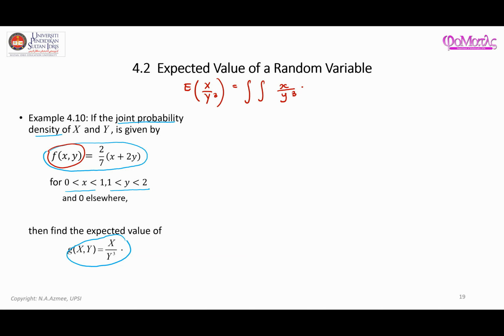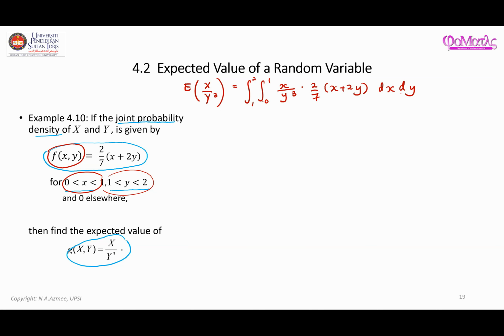So f(x, y) in this case is 2 over 7 times (x plus 2y), and you integrate with respect to x first, and then with respect to y. The inner limit is related to x, which is 0 and 1, and the outer limit is related to y, which is 1 and 2.